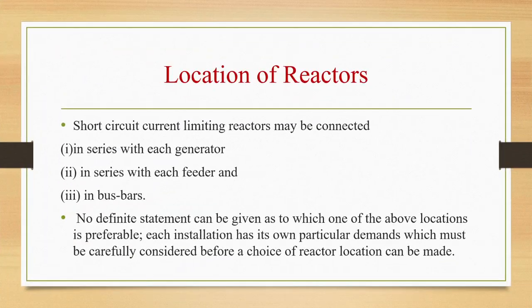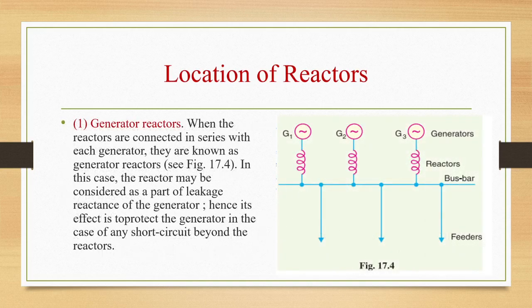Short circuit current limiting reactors may be connected in series with each generator, in series with each feeder, or in bus bars. So no definite statement can be given as to which one of the above locations is preferable. Each installation has its own particular demands which must be carefully considered before a choice of reactor location is made. Let us see the first location of reactor. First one is generator reactors.